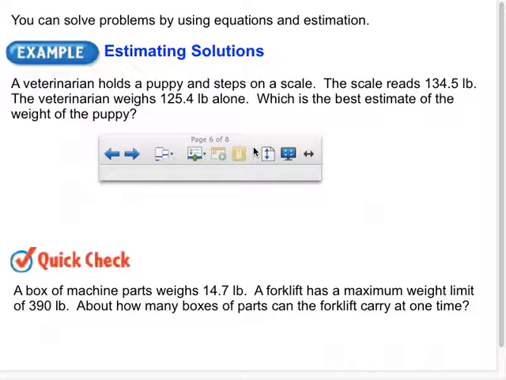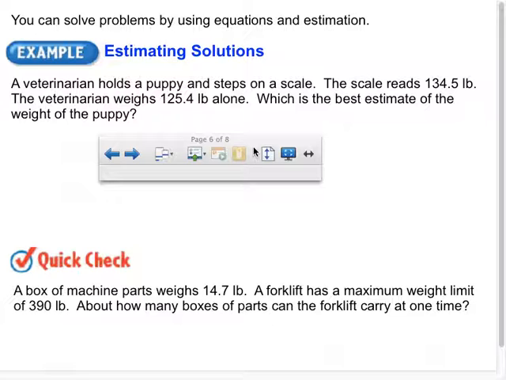Estimating solutions. A veterinarian holds a puppy and steps on a scale. The scale reads 134 and 5/10 pounds. The veterinarian weighs 125 and 4/10 pounds alone. Which is the best estimate of the weight of the puppy? So think about this. Instead of the bucket, what are we using? We're using a person. The veterinarian is hopping on the scale with the puppy, right? And that's how he's weighing the puppy, because he knows how much he weighs. He weighs 125 and 4/10 pounds.